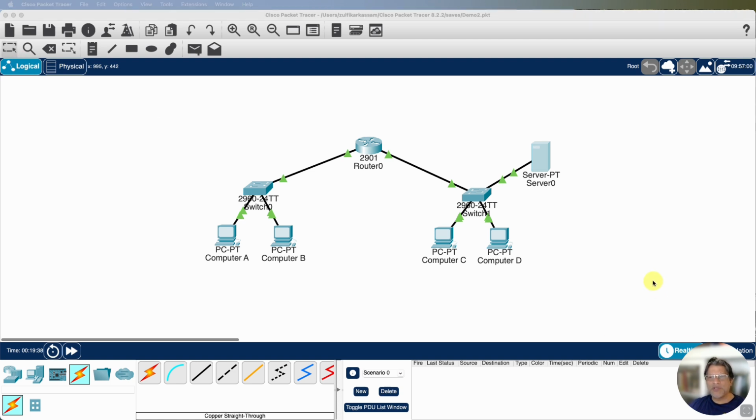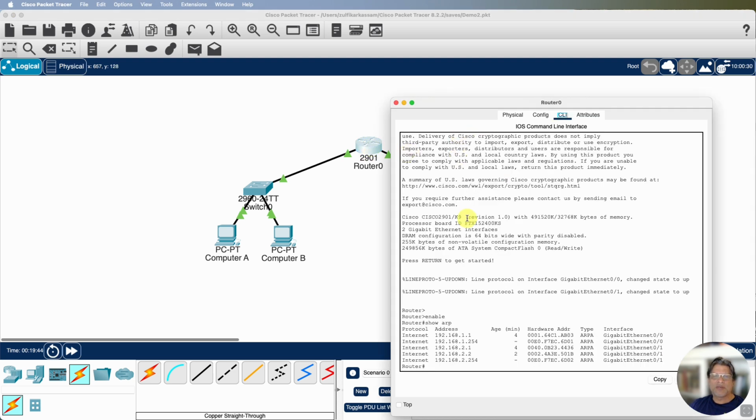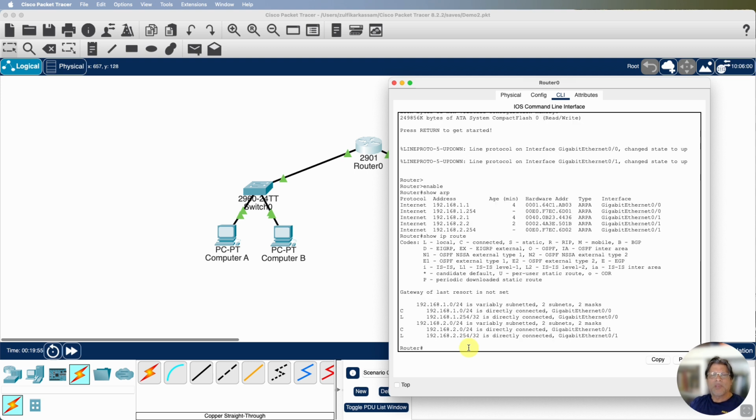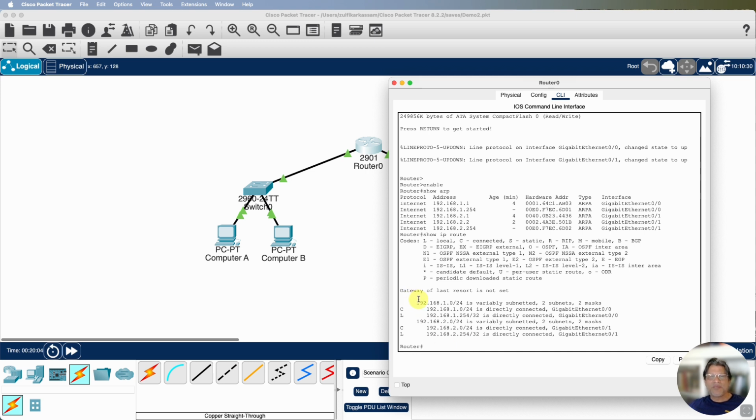Now, another useful command to also run on the router, we saw the show ARP command that we just did a moment ago. We can also look at the routing table. If you look at the routing table, you can go show IP route. Okay. So this will give you the routing table. Okay, so what this does here, you can see here, show IP route, right? These are the different designations.